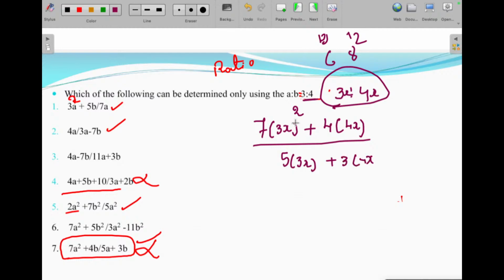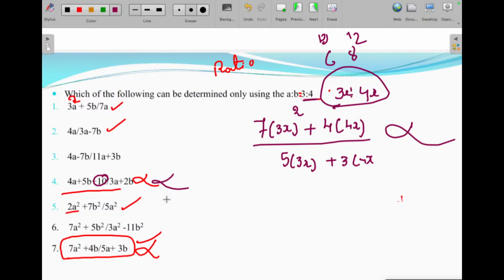Then 5 into 3x into 3 into 4x. Now you can't solve this, x won't cancel. 1x will remain. If I solve that equation, 1x will remain. Then ratio I can't find out. Here also this constant will remain. Ratio I can't find out.